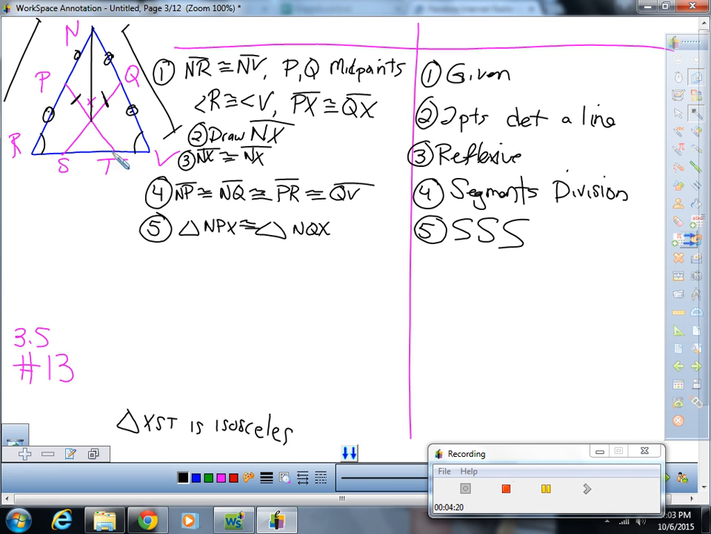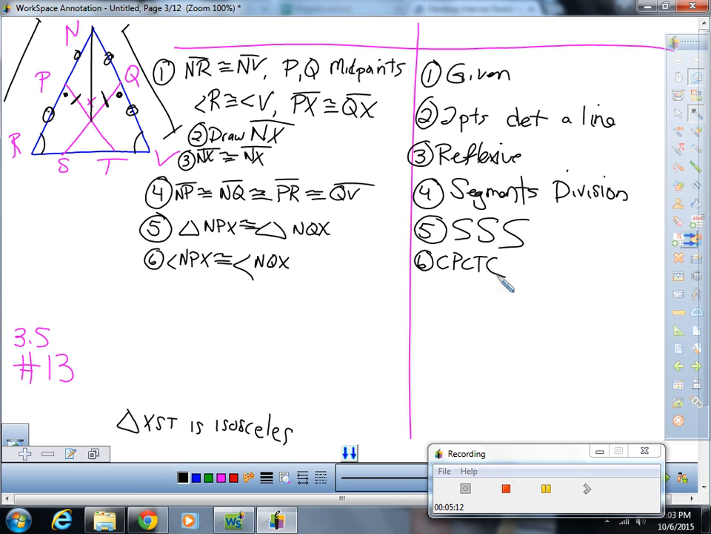And I think all I got to do is say that these two angles are congruent. Do you agree? Then I could use angle, side, angle. So check this out. Angle NPX is congruent to angle NQX. What allows me to say that? CPCTC. Very good.